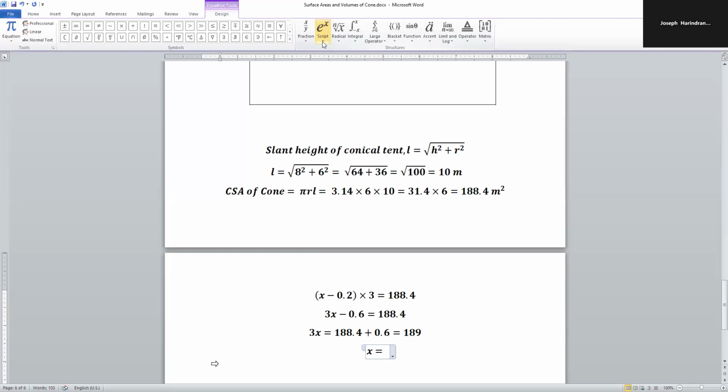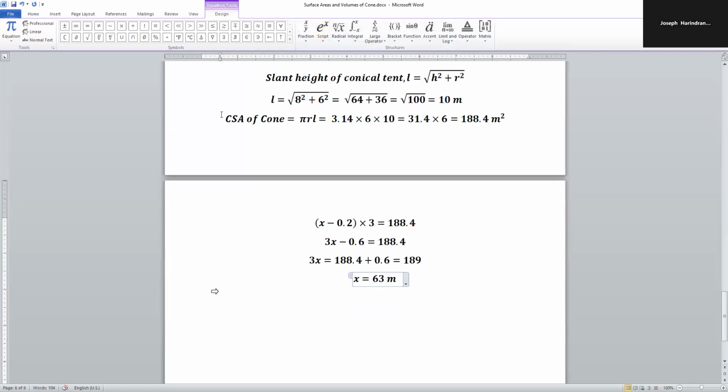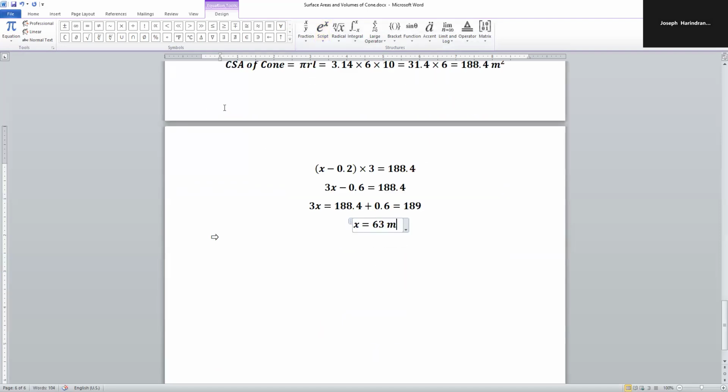Equal to 63 meters is the correct answer, the length required. So this ends the first part of our surface areas and volumes. The other questions, of course, are similar. The only one question I have solved here is just because it's twisted. The other questions are quite easy.